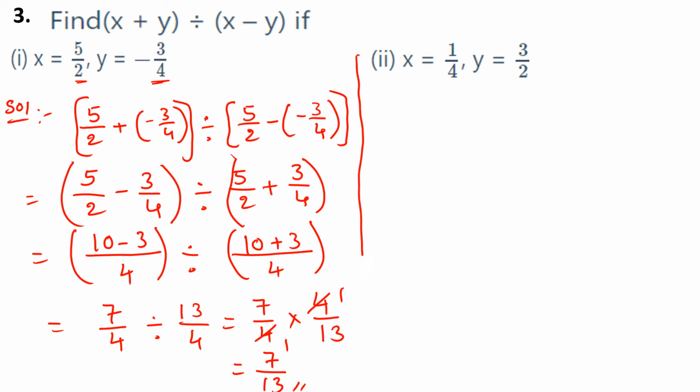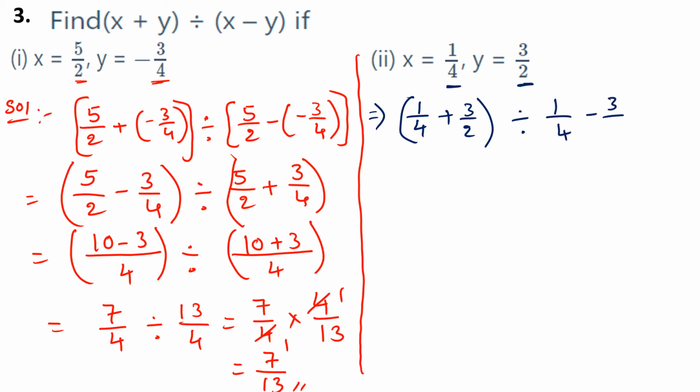Now let us see one more question, where x equals 1 by 4 and y equals 3 by 2. We substitute these in the place of x plus y. They gave the next values: x equals 1 by 4 and y equals 3 by 2. Let us substitute: x plus y means 1 by 4 plus 3 by 2, both are positive only, right? Divided by x minus y, that is 1 by 4 minus 3 by 2.